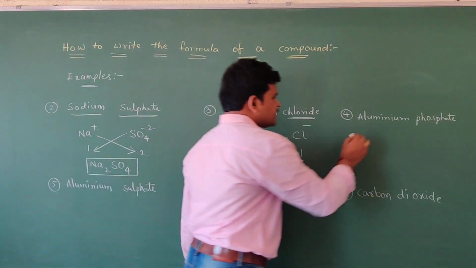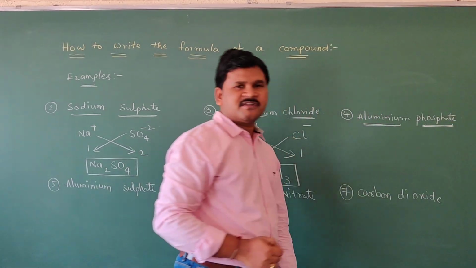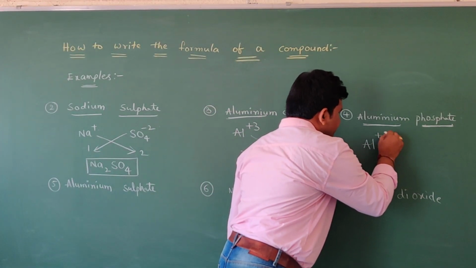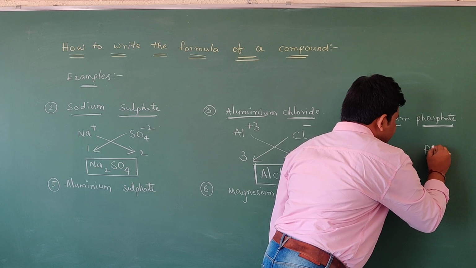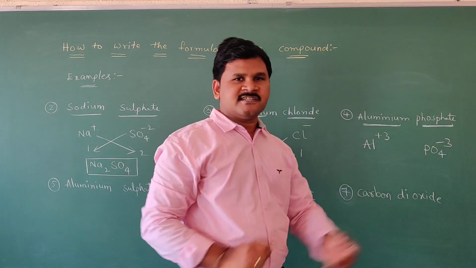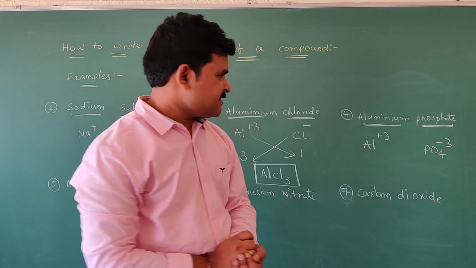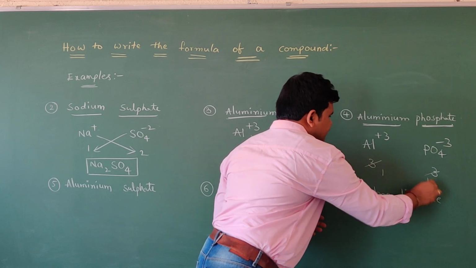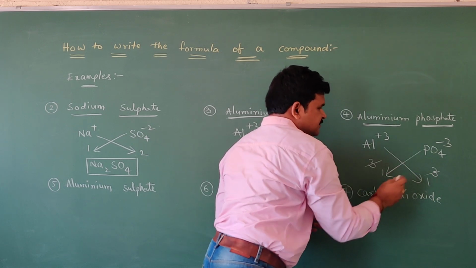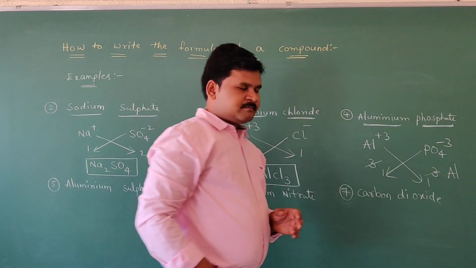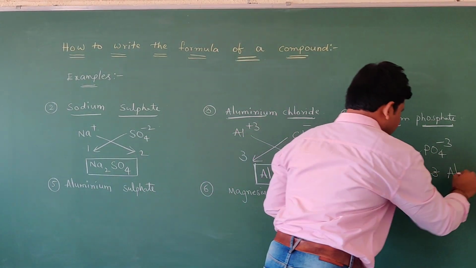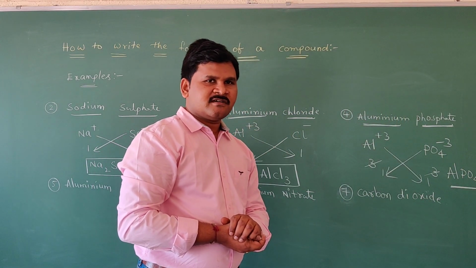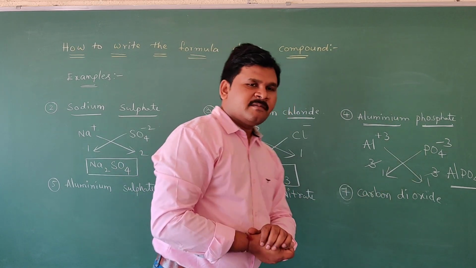Next, aluminum phosphate. What radicals are present in aluminum phosphate? Aluminum and phosphate. What is the charge of aluminum? Al+3. Phosphate is PO4-3. Very important. What are the charges? 3 and 3. So simply we can cancel. How many aluminiums? 1, Al. How many PO4s? Only 1. So that's why AlPO4. Aluminum phosphate formula is AlPO4.